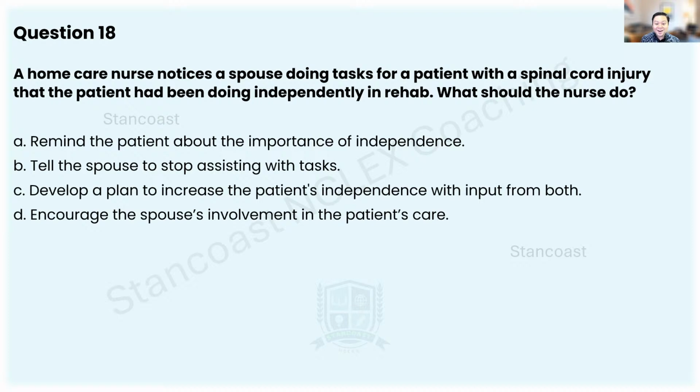A home care nurse notices a spouse doing tasks for a patient with a spinal cord injury that the patient had been doing independently in rehab. What should the nurse do? Is it A, remind the patient about the importance of independence? B, tell the spouse to stop assisting with tasks? Or will you do C, develop a plan to increase the patient's independence with input from both? Or letter D, encourage the spouse's involvement in the patient's care?